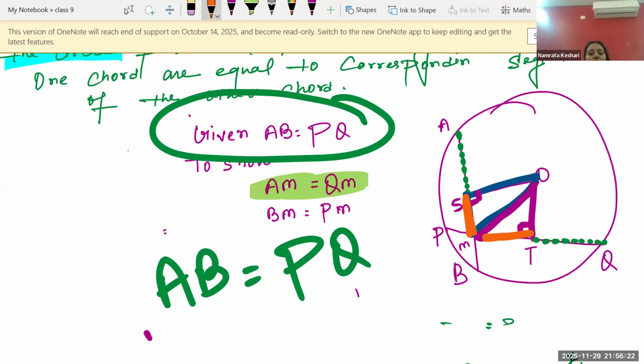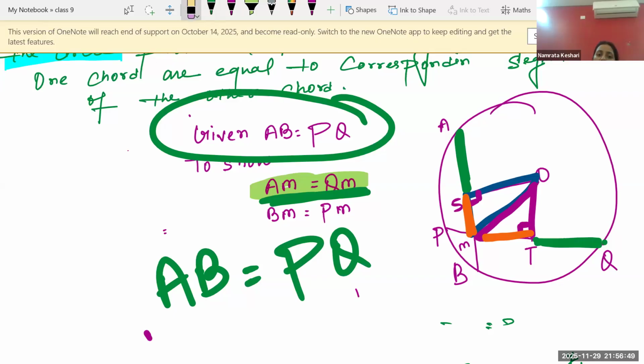Now we will say green plus orange over here and green plus orange over there are equal. This green one plus orange one, and there also green one plus orange one. Can you see the proof? AM equals QM. We are done with the proof, right?